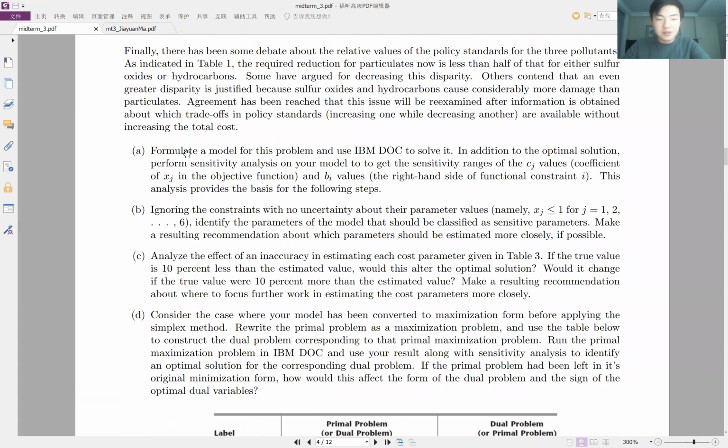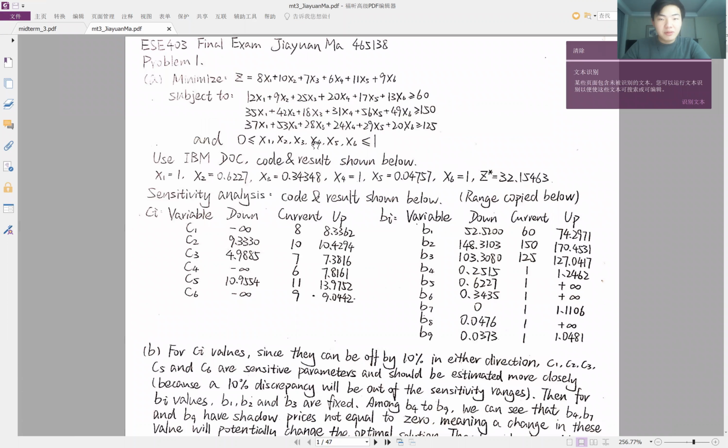For part A, we need to formulate a model and use IBM Doc to solve it, and also cast a sensitivity analysis. Here's the problem that I formulated. We can see here are the restrictions from the policy standard, and we also use the corresponding cost of the 6 approaches to formulate our objective function. Our objective is to minimize this price.